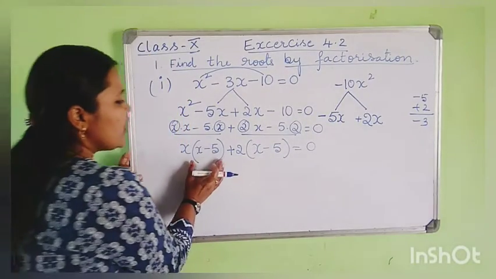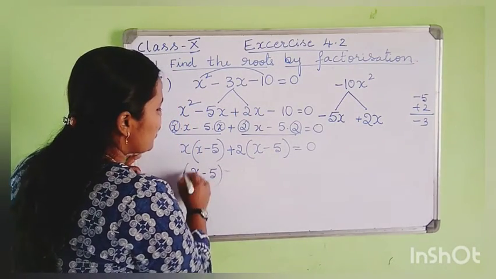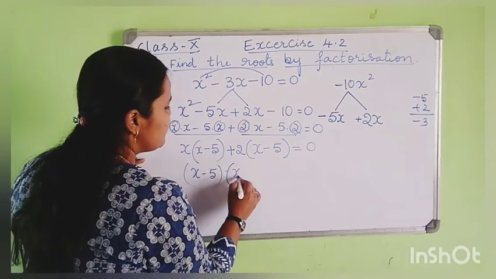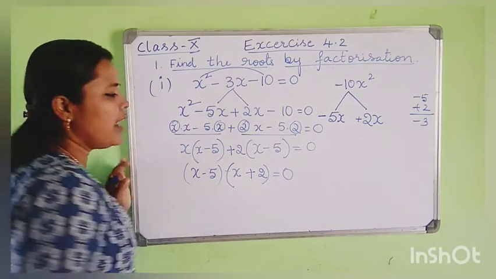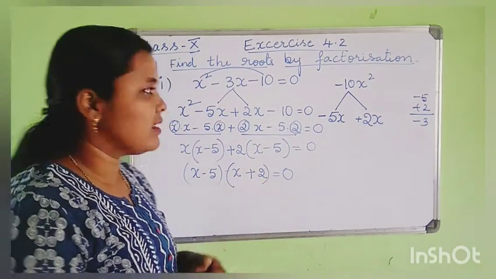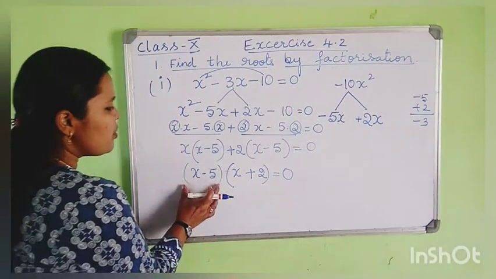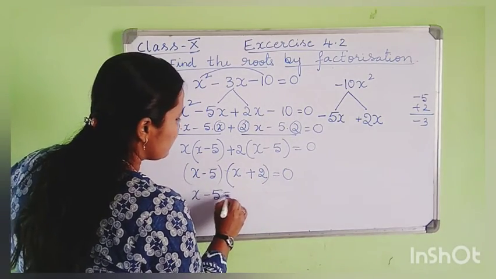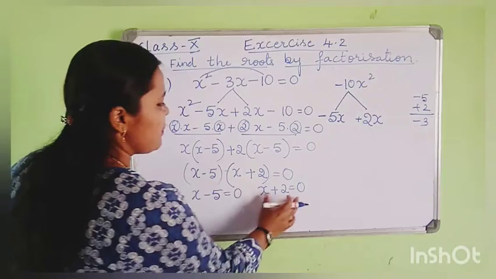So next step, we can take out this x minus 5 outside. So what are the factors remaining here? We have x in the first term and 2 in the second term. Right? So x minus 5 and x plus 2 are the factors of x square minus 3x minus 10 equal to 0. Now let us take these two factors with 0: x minus 5 is equal to 0, as well as x plus 2 is equal to 0. We have taken them separately, right?